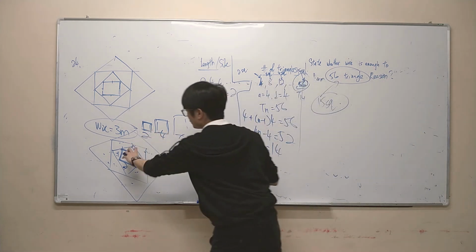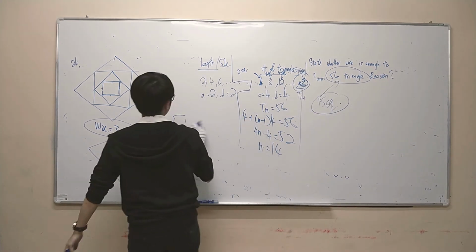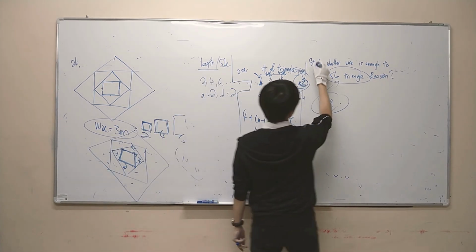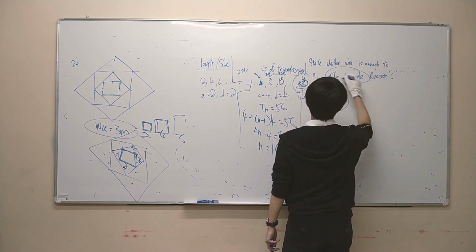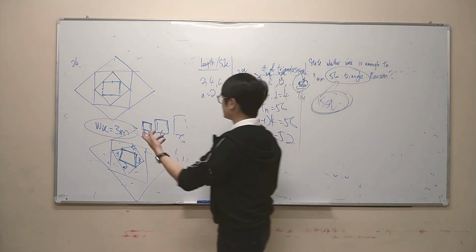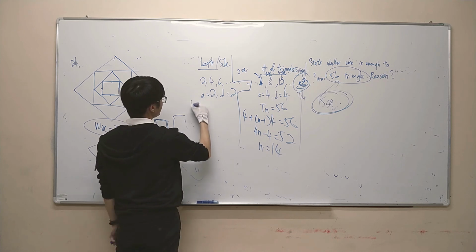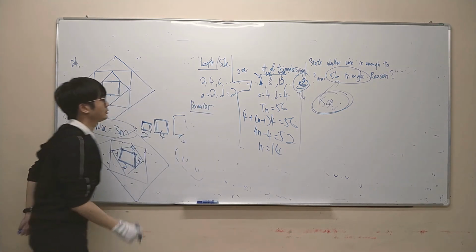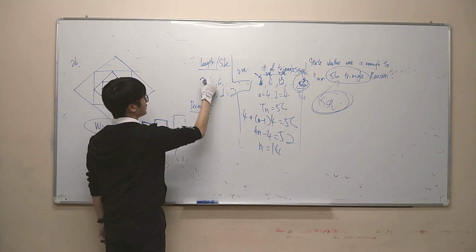I need to put 15 squares. Now the question asks: state whether the wire is enough to form 15 squares. So is the wire enough to form 15 squares? You find the perimeter. Okay, the perimeter. What will be the perimeter of the first square?